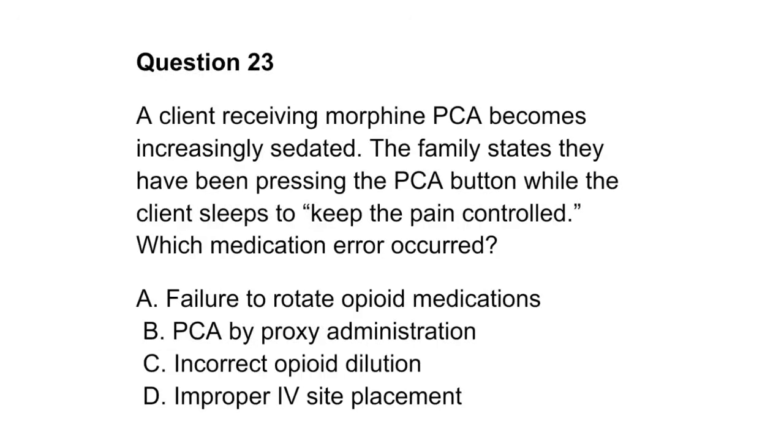Question 23. A client receiving morphine PCA becomes increasingly sedated. The family states they have been pressing the PCA button while the client sleeps to keep the pain controlled. Which medication error occurred? A. Failure to rotate opioid medications. B. PCA by proxy administration. C. Incorrect opioid dilution. D. Improper IV site placement.